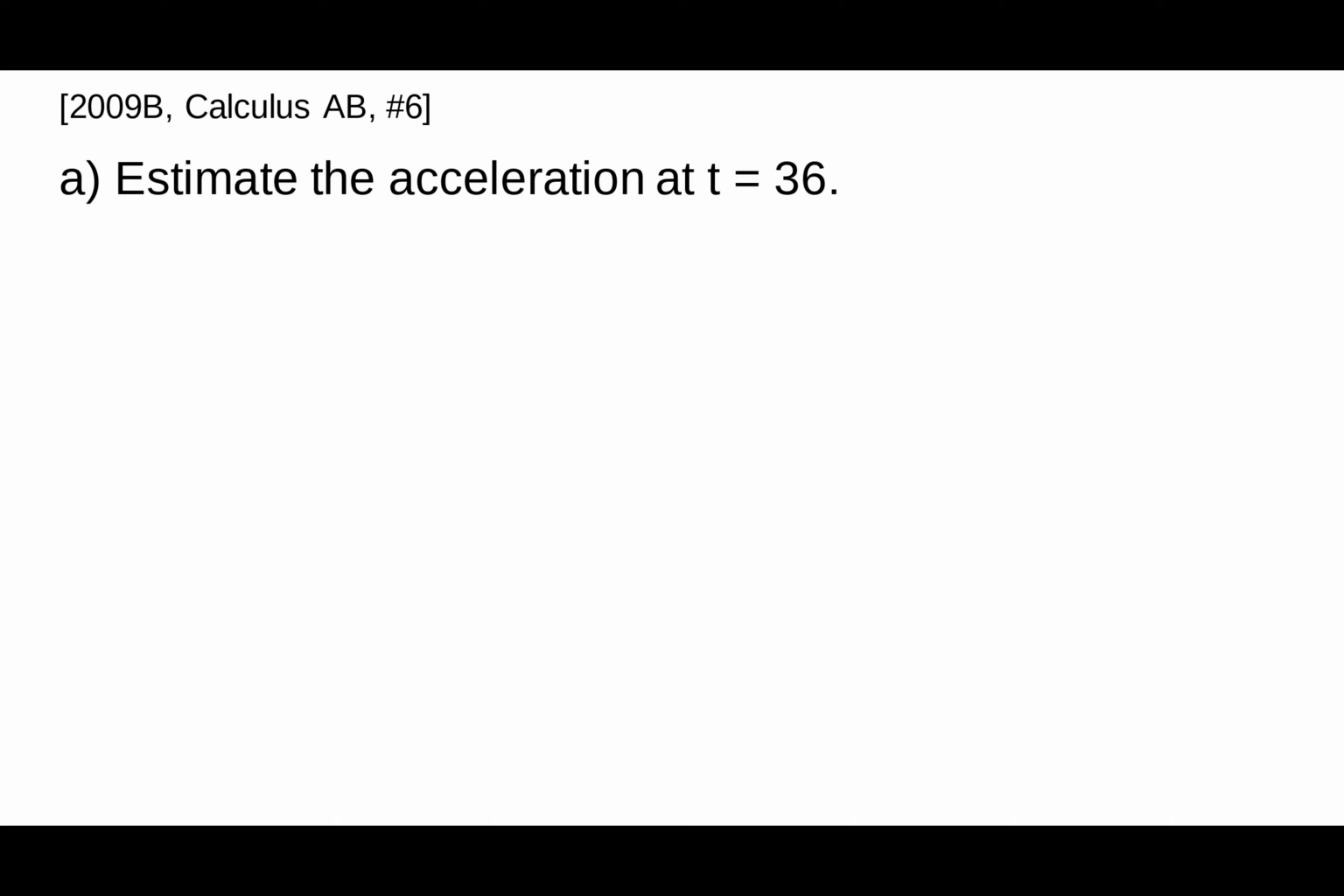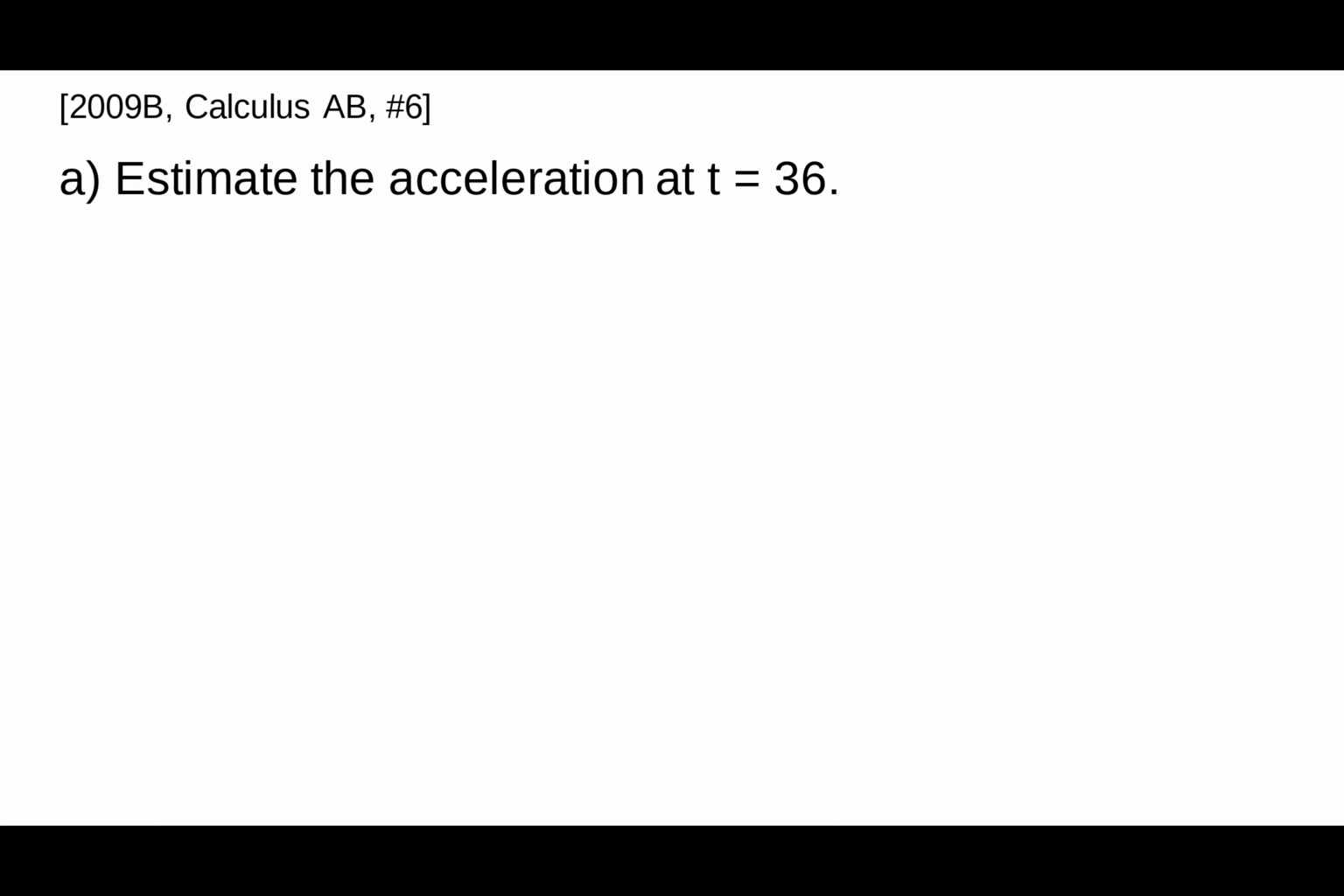This question comes from the 2009 B exam, and it's free response question number 6. It is not calculator active. In the question stem, we're given a table that represents values of time and the velocity of a particle in motion at different values of time. And we're also given an initial condition for the position of the particle when t is equal to 0, which we will use later in this question.